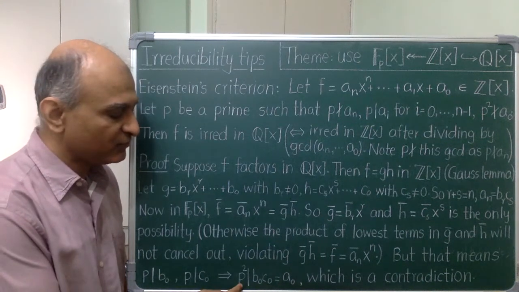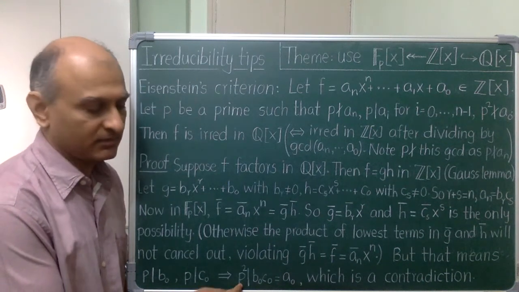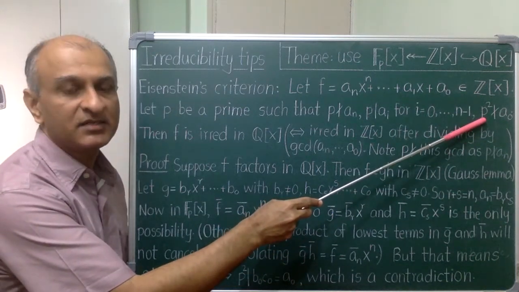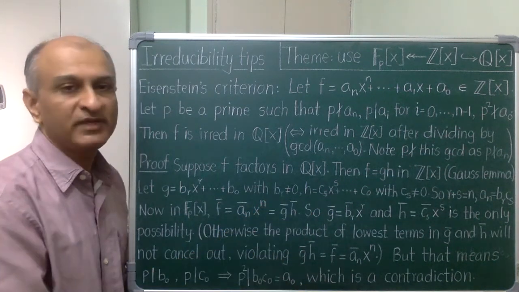Therefore, p square divides the constant term of their product. But the product is f, and this violates the last condition on p. So, the proof is done.